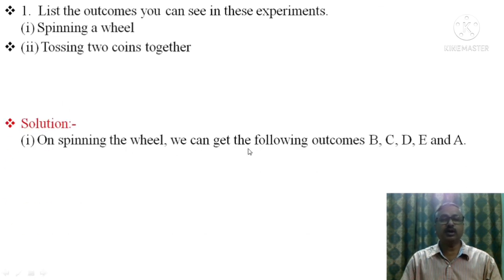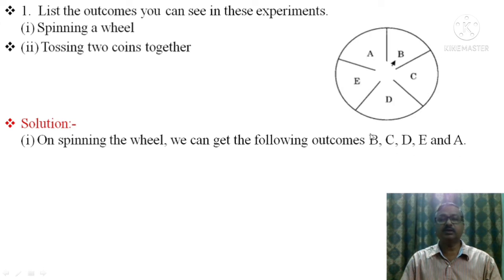On spinning the wheel, we can get the following outcomes: A, B, C, D, and E. Now see the wheel. This is the wheel. Already this is given: A, B, C, D, and E. There are 5 sectors. So if we spin, this is the arrow mark. The arrow mark may stop at A, B, C, D, or E. Out of 5 parts, any one of these. So what are the outcomes? Whatever the total possibilities, these are known as outcomes of the event. So here we may get A or B or C or D or E. So any one of these. Here we will never get any alphabet other than these 5.